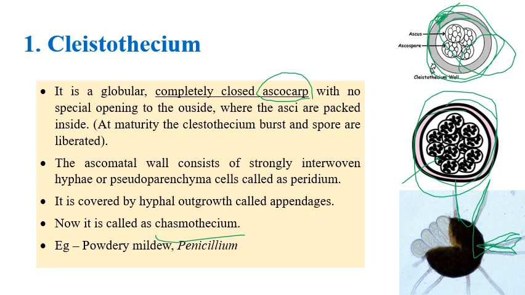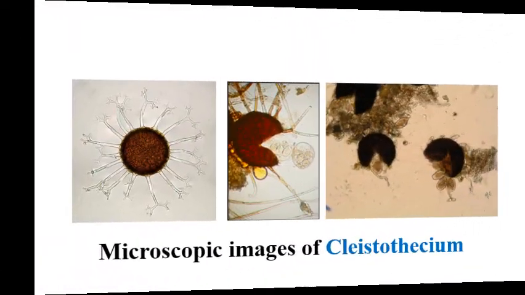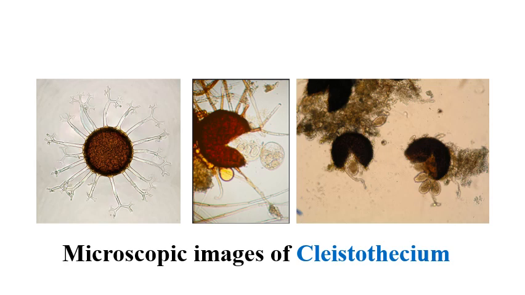This cleistothecium, now called chasmothecium, has an outer layer that is actually a pseudoparenchymatous layer. These appendages are hyphal appendages, which we can also call mycelial appendages. Fungi like powdery mildew, Penicillium and also Aspergillus can produce this kind of sexual fruiting body, that is cleistothecium. These are all microscopic images. If you see this, the mycelium is again divided into two branches. Based on these hyphal appendages also, we have types that we will discuss in the Ascomycota group when we start the detailed classification of Ascomycota and Basidiomycota.